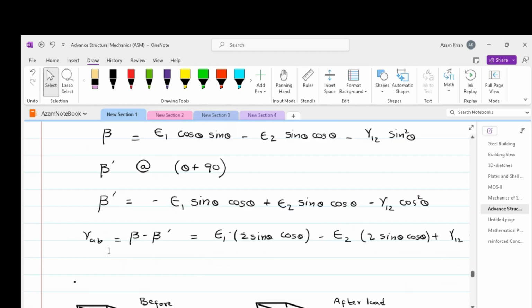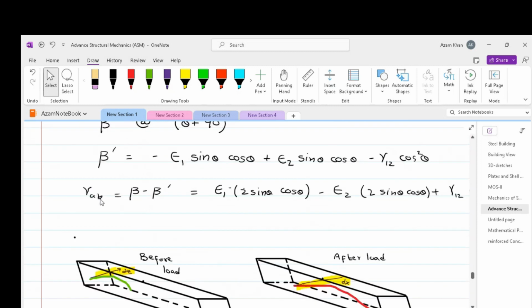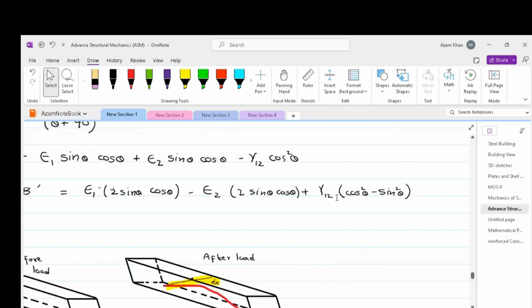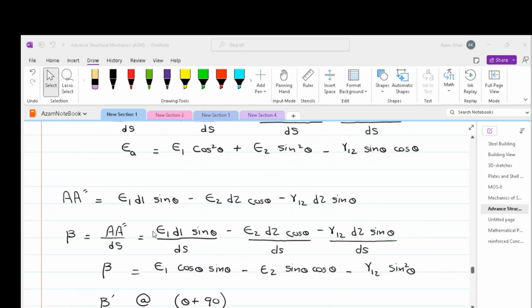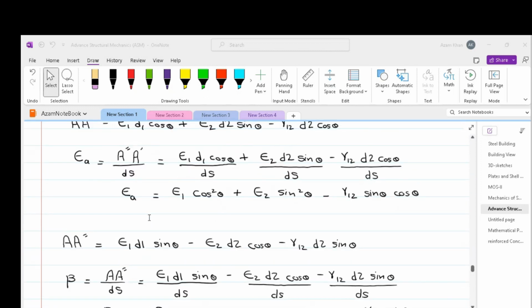Please note that beta and beta dash rotate in the opposite directions. So their absolute sum is equal to their algebraic difference. That's why the absolute sum is taken as beta minus beta dash. And that gives us strain 1 times 2 sine theta cos theta minus strain 2 times 2 sine theta cos theta plus gamma 12 times cos square theta minus sine square theta. Thus, we have derived the axial strain and the shear strain for the 2D element.